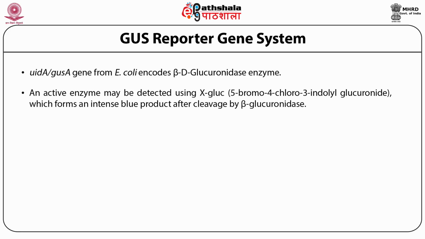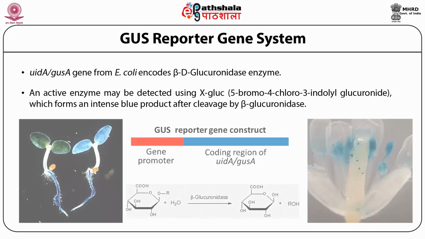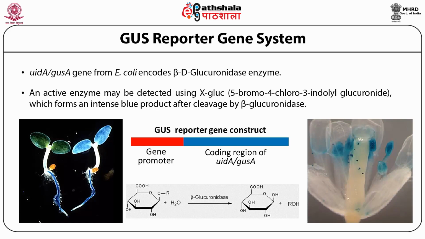This enzyme may be detected by using a compound known as X-gluc, which forms an intensive blue product after cleavage by beta-glucuronidase. It's a reaction similar to beta-galactosidase. Here you can see in this picture at the lower bottom, you have plantlets stained blue, which is due to the activity of the GUS gene.